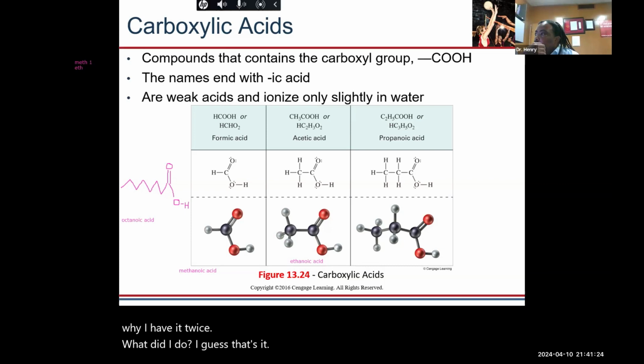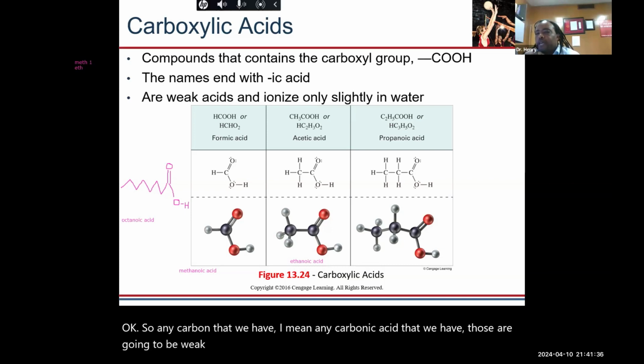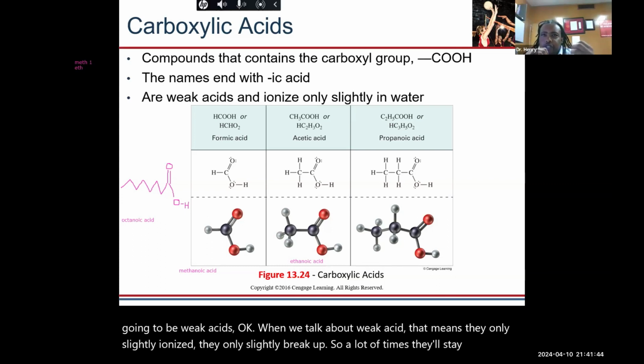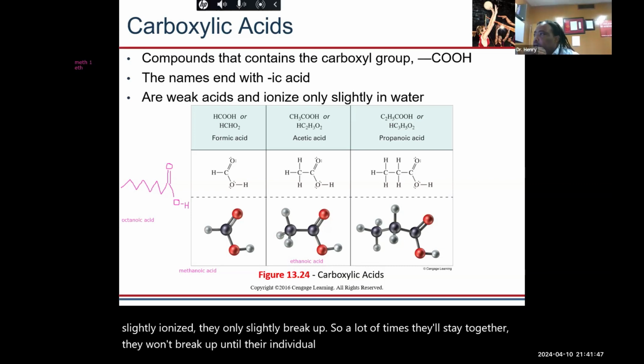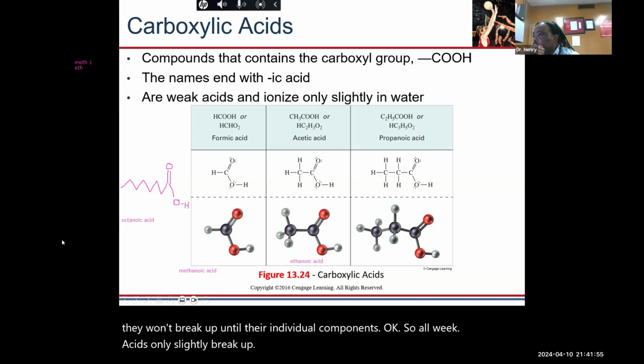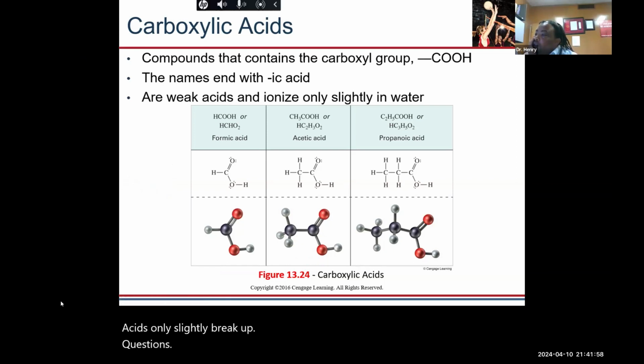Any carboxylic acid that we have is going to be a weak acid. When we talk about weak acids, that means they only slightly ionize, they only slightly break up. So a lot of times they'll stay together, they won't break up into their individual components. So all weak acids only slightly break up. Questions? Concerns?